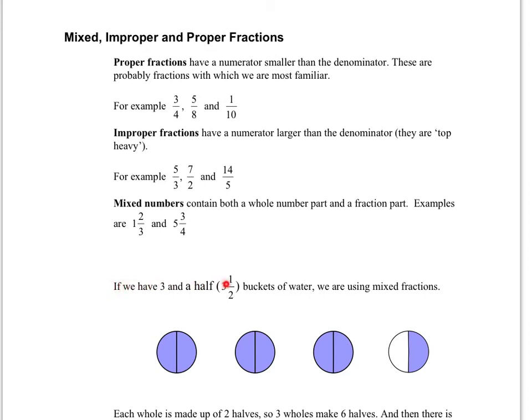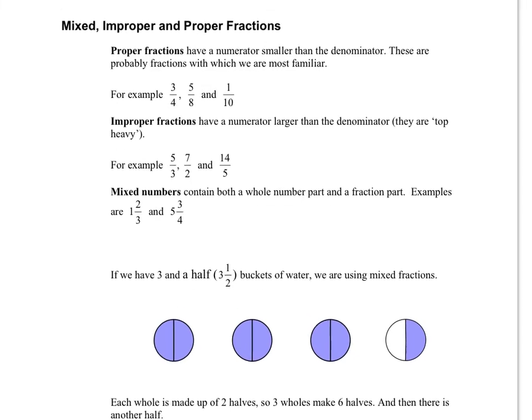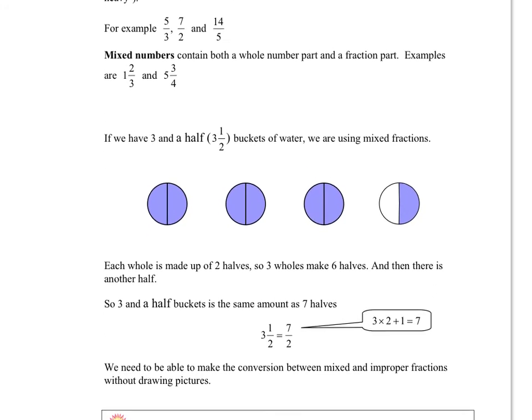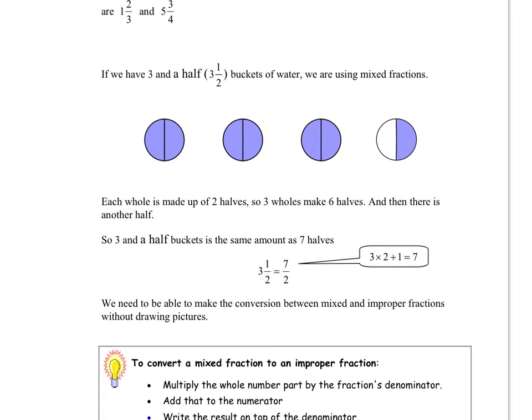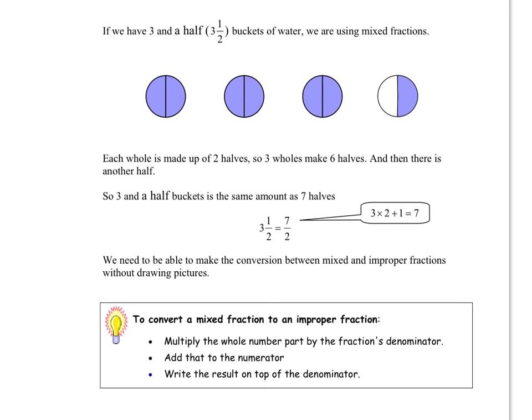If we have 3½ buckets of water, how many half buckets does that represent? Well, if my half buckets of water are represented by half a shaded circle, that's 1, 2, 3, 4, 5, 6, 7 half buckets of water. So 3½ buckets of water is the same as 7 half buckets of water.